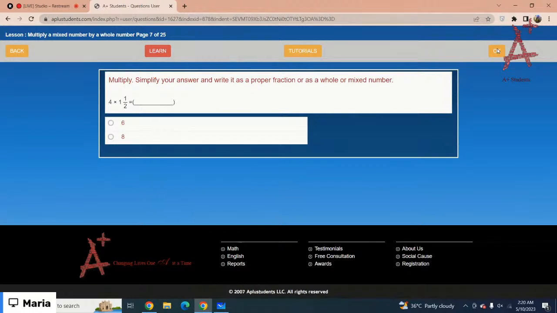Okay, the next one is 1 whole 1 over 2 times 4. So 1 times 2 is 2 and plus 1 is 3 over 2. 4 times 3 is 12 over 2, it would be 6. So the correct option is 6.